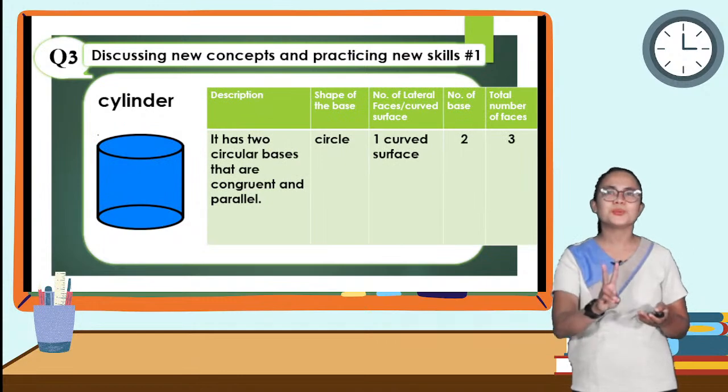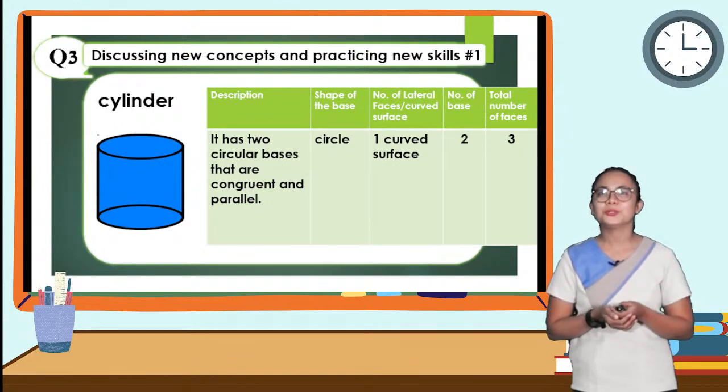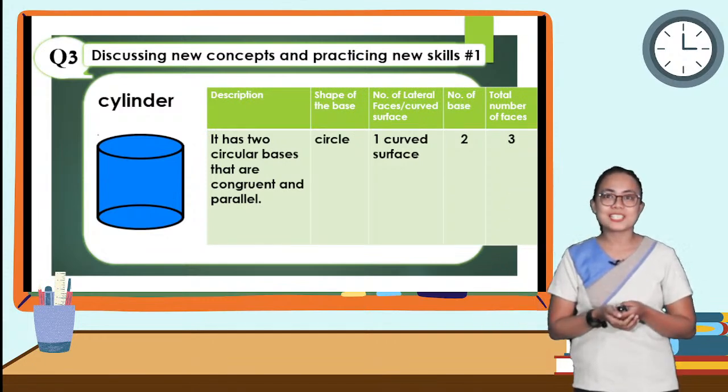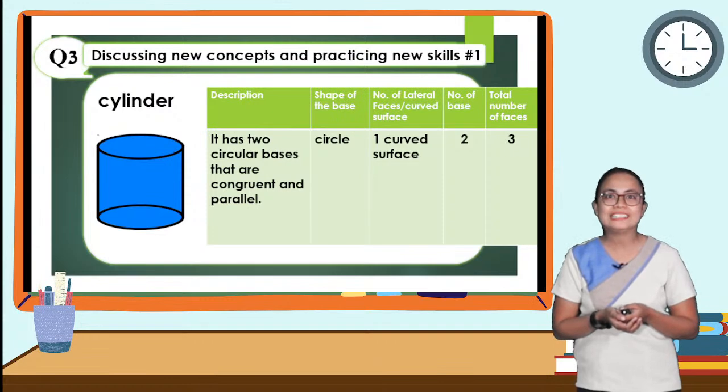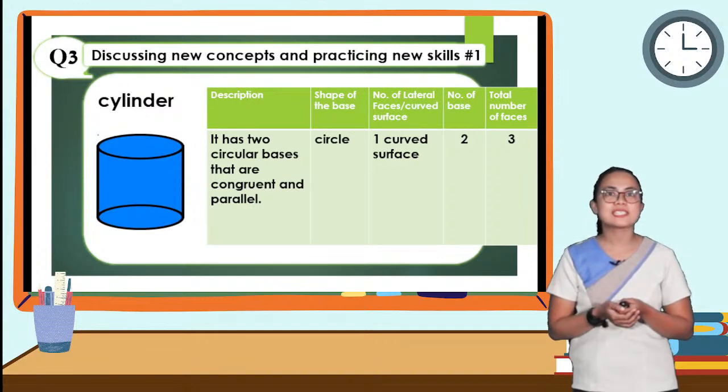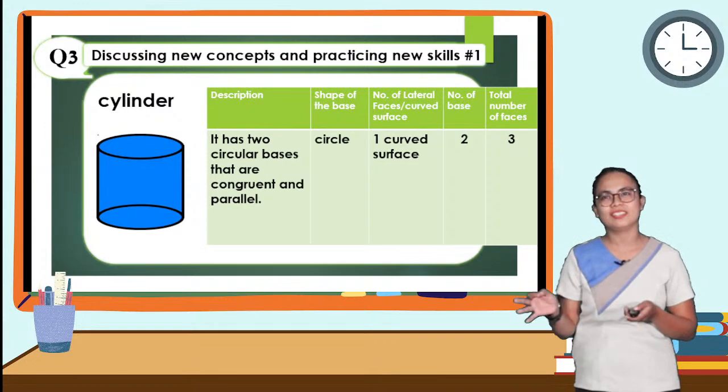And the last one is the cylinder. It has two circular bases that are congruent and parallel. We have the top and the bottom. The shape of the base is a circle, so the cylinder has two bases that are circles. It has one curved surface, 2 bases, and a total of 3 faces.